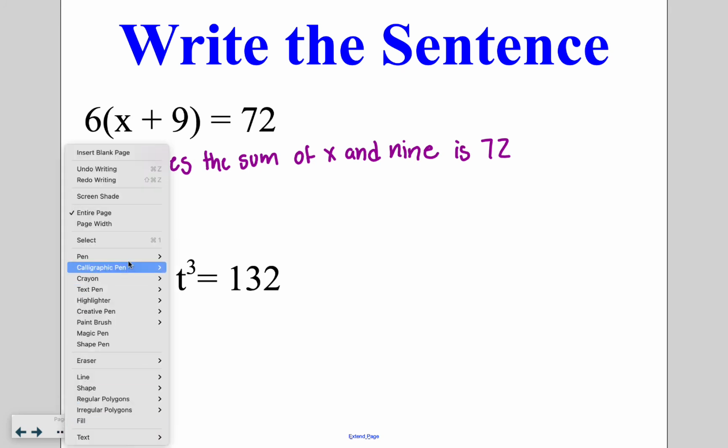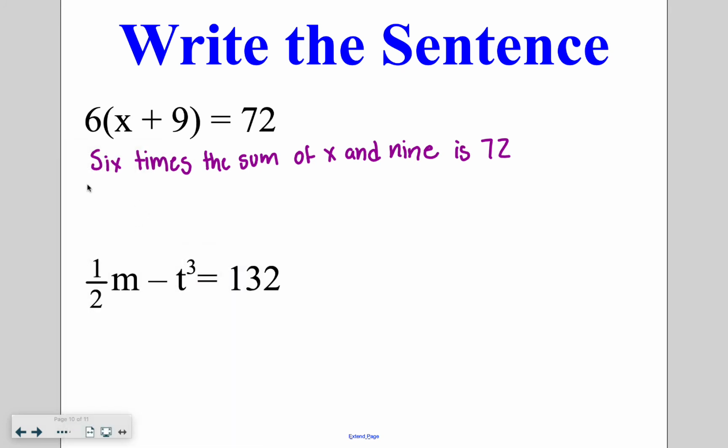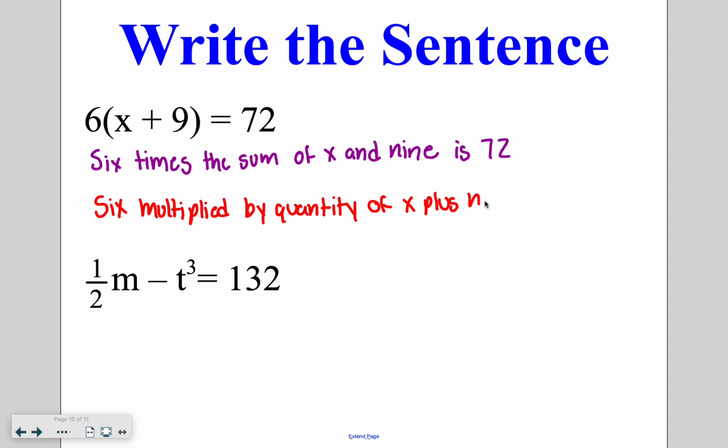Another example of a possible sentence for the first one could be 6 multiplied by the quantity. Again, another word to symbolize that those values are in parentheses of, and then I want to indicate now that they're being added. So X plus 9 equals 72. There are a number of other options you could do. Those are just 2 of the simplest ones.